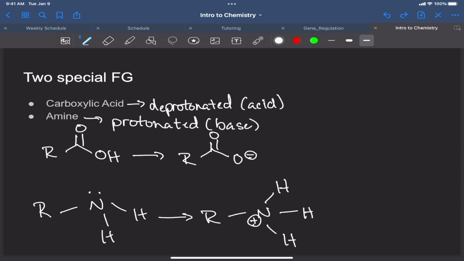So amines can be protonated, right? Bases can be protonated. Carboxylic acids, or acids in general, can be deprotonated. That will come into play, especially if your professor goes a lot over proteins and amino acids. You will have to understand this and how pH and pKa of a protein work together to alter it.